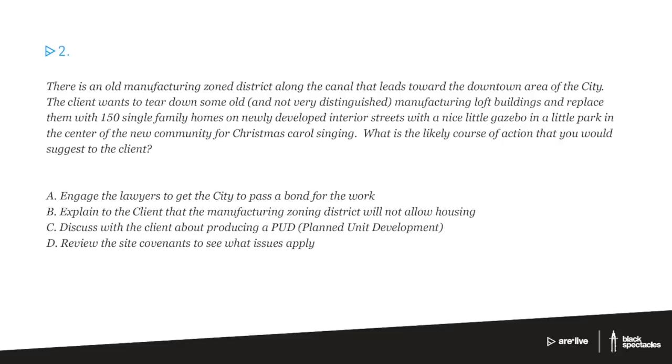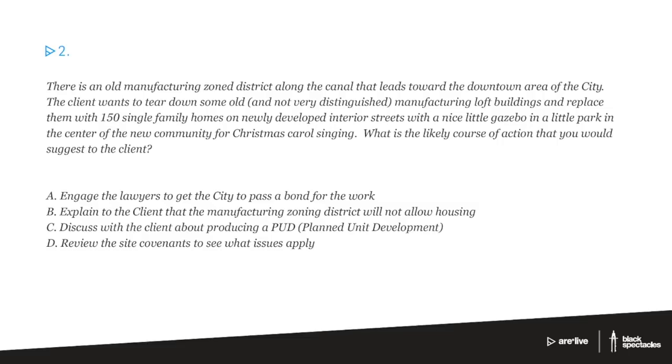Okay, jump on to number 2 here. There's an old manufacturing zone district along the canal that leads toward the downtown area of the city. The client wants to tear down some old and not very distinguished manufacturing loft buildings and replace them with 150 single-family homes on newly developed interior streets with a nice little gazebo and a little park in the center of the new community for Christmas carol singing. All right, so I'm being a little jokey there. They're not going to give you something that little jokey, but something similar to this would come up. What is the likely course of action that you would suggest to the client?